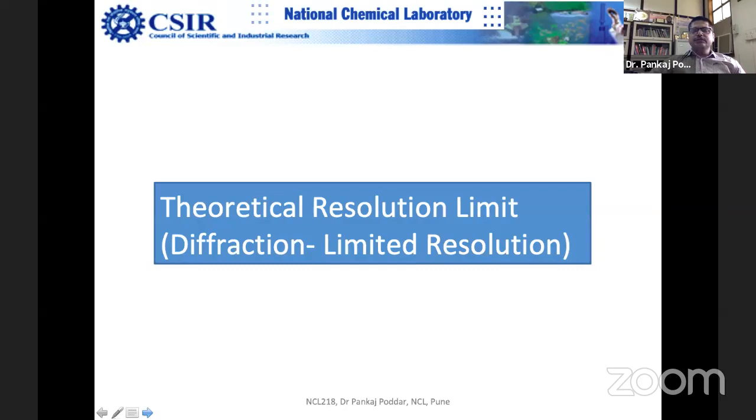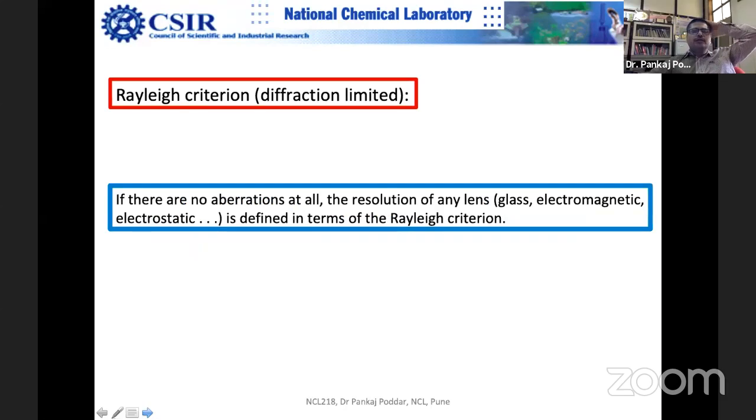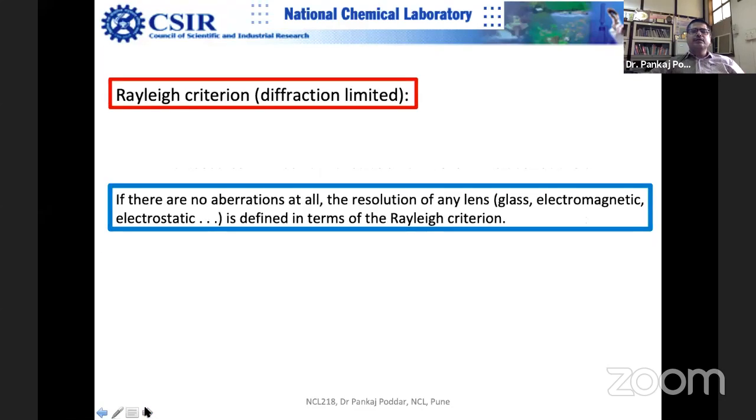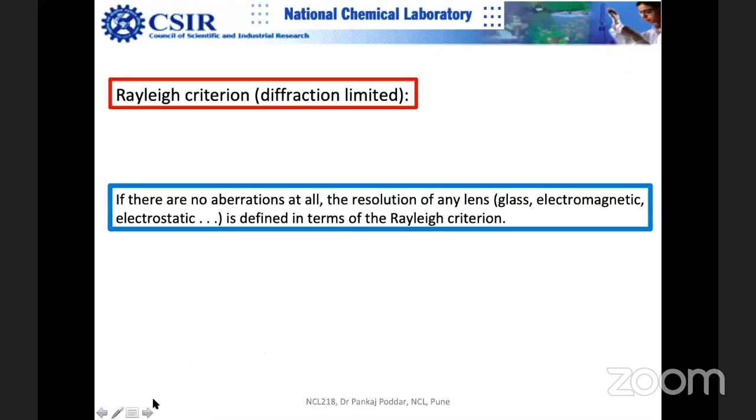Now we are reaching the final point for today's lecture. We are well in time. Theoretical resolution limit. Now we all know that if there is no aberration at all in any lenses, if the lenses were perfect, then we can use the Rayleigh criterion. No problem, absolutely no problem. Lambda by 2, right? You already know about that.